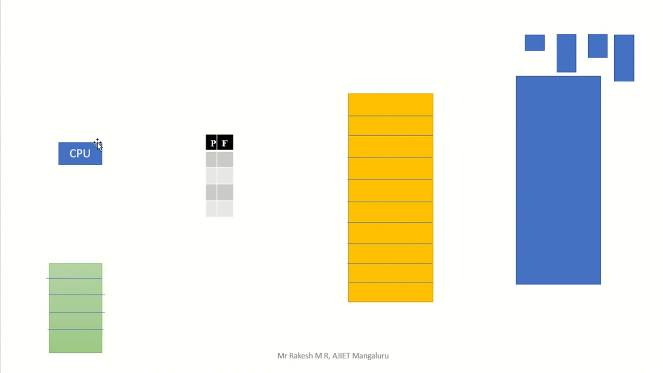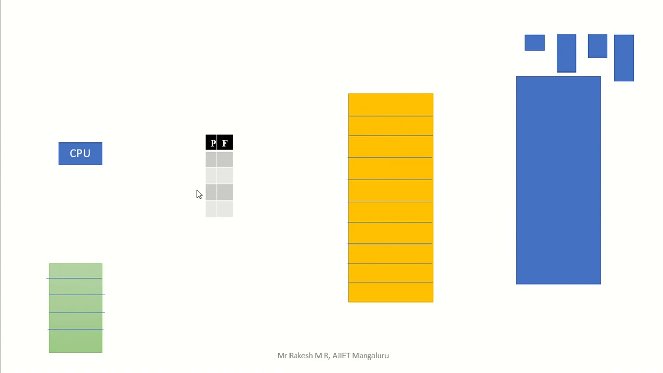But there is another rule: each process will contain one page table. Here we have 4 processes, so 4 page tables are required, because we are dividing each process into small blocks called pages. Here there are 1, 2, 3, 4, 5 blocks, that means 5 pages. In which frames these 5 pages are stored is recorded in one page table. So one page table is related to one process, and as many processes as there are, that many page tables are required.